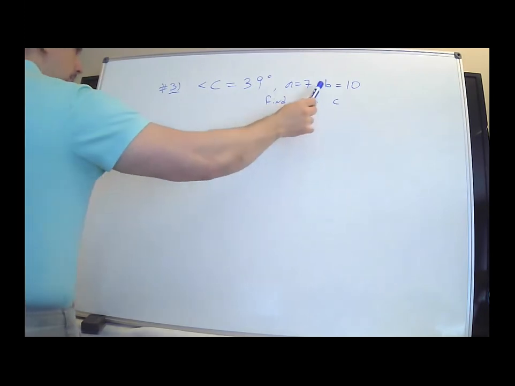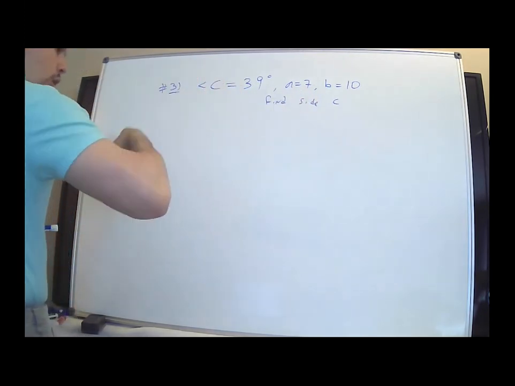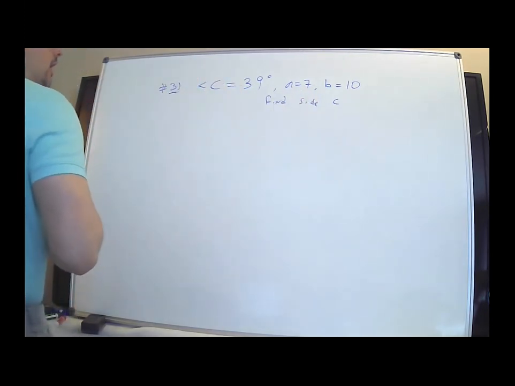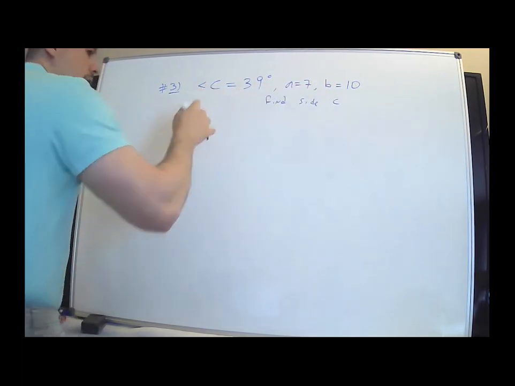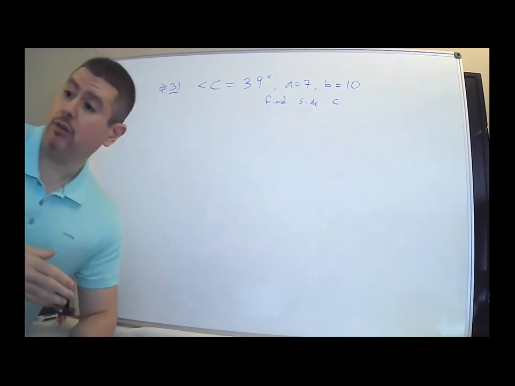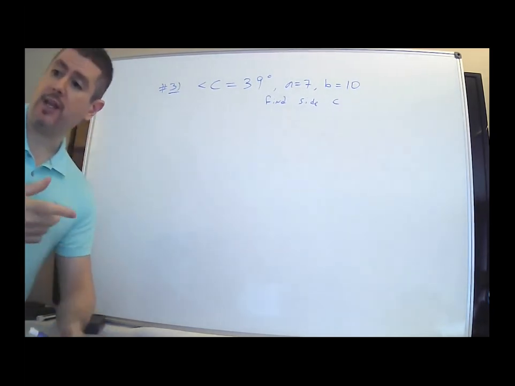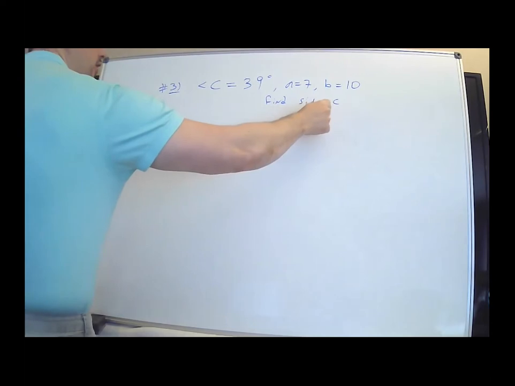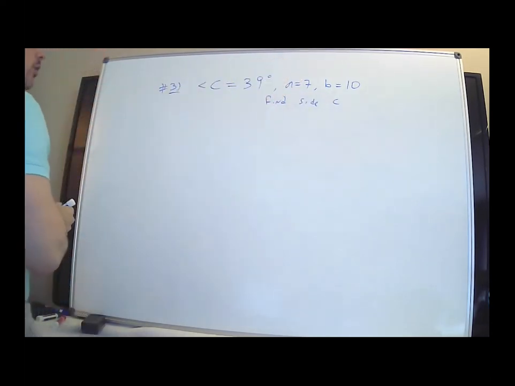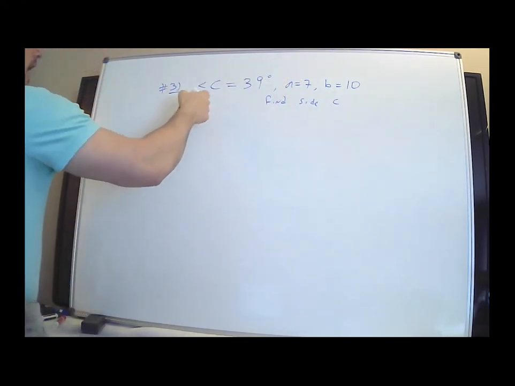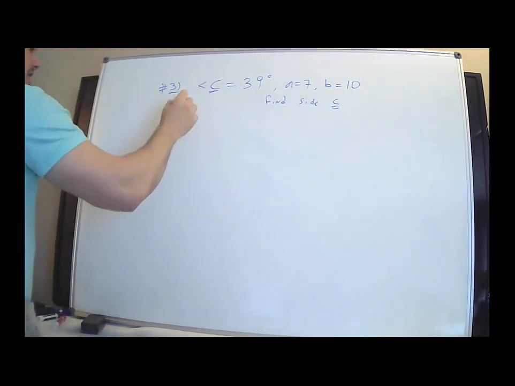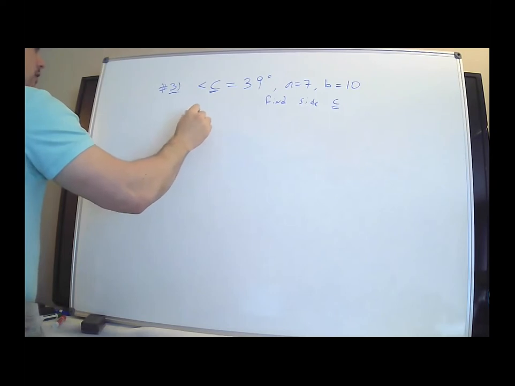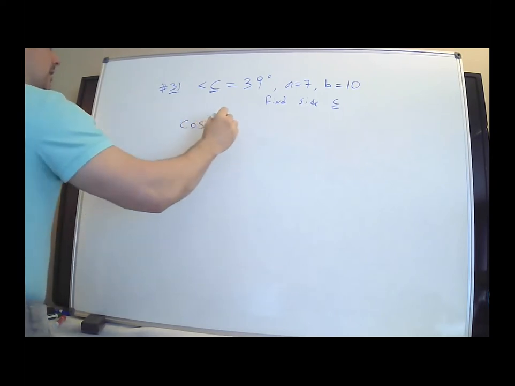Now, this particular problem, the law of sines would not work. In the past, if I gave you 2 sides and an angle, and I asked you to find the missing angle, you would use the law of sines. But here, I want you to find the 3rd side. It's not going to work out. So I gave you angle C, and I want side C. So since I gave you angle C, you have to use cosine of C.